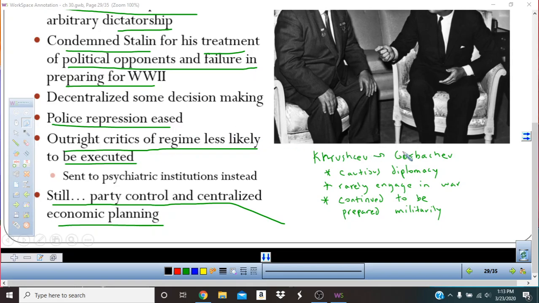From Khrushchev to Gorbachev, who will be the last leader, the Soviets are cautious with their diplomacy. They're rarely engaging in war, and they are always trying to be prepared because they never know when they might end up in a war.